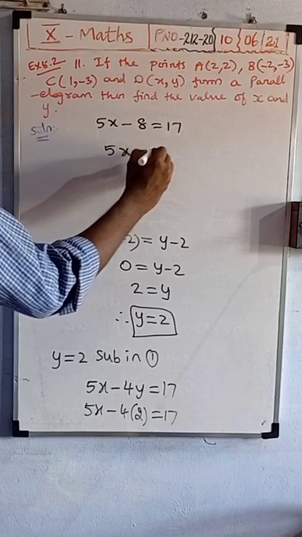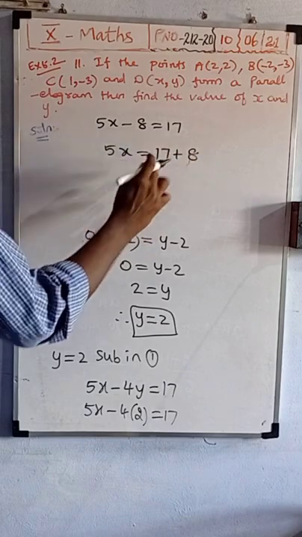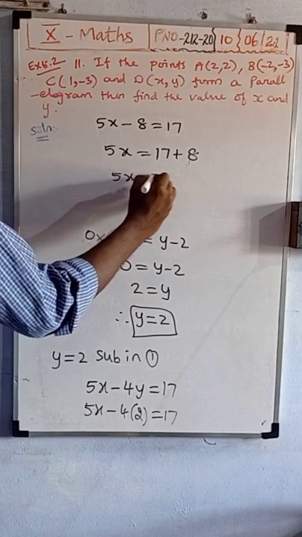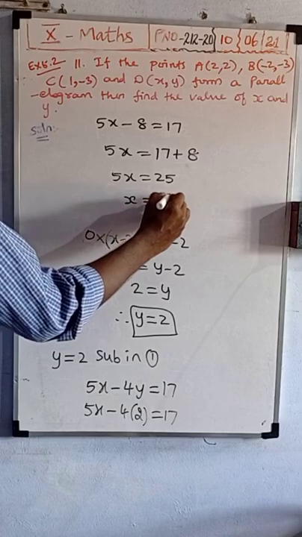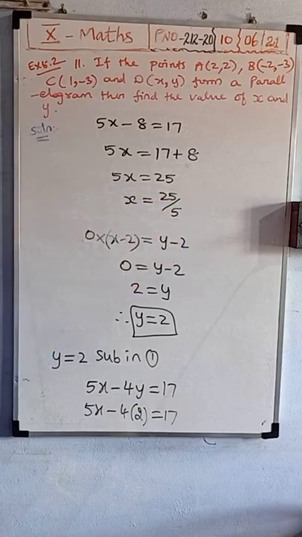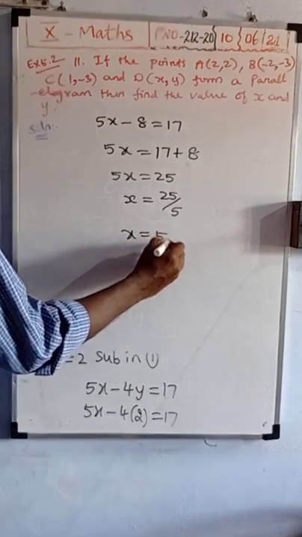Now 5x is equal to 17 plus 8, minus 8 goes to that side as plus 8. Now 5x is equal to 25. 17 plus 8 is 25. Now for x, you need 25 divided by 5. The 5 will go down, so 25 by 5. Therefore x is equal to 5.